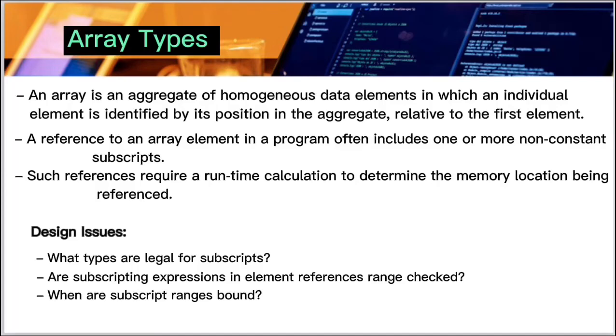Array types. An array is an aggregate of homogeneous data elements in which an individual element is identified by its position in the aggregate relative to the first element. A reference to an array element in a program often includes one or more non-constant subscripts. Such references require a runtime calculation to determine the memory location being referenced.